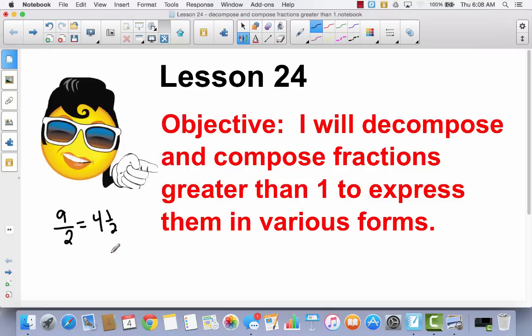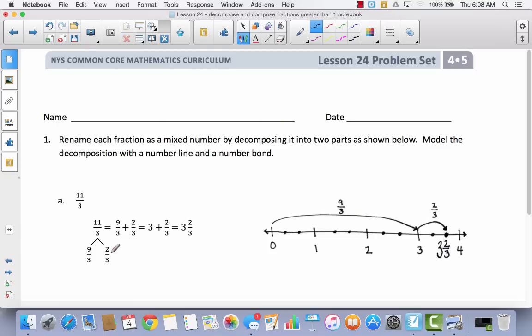So today we're not going to put anything in our journal. We're just going to go straight to our problem set because we have quite a bit to do in our problem set. So go ahead and get it out. Make sure you put your name on your paper, and let's take a look at the directions. Rename each fraction as a mixed number by decomposing it into two parts as shown below. Model the decomposition with a number line and a number bond.